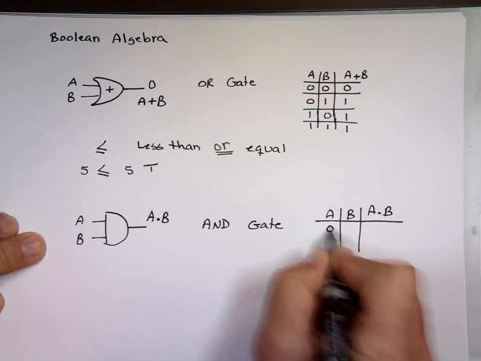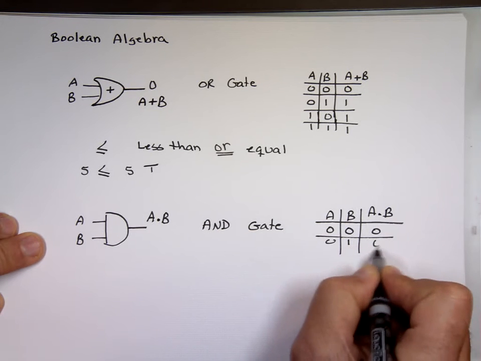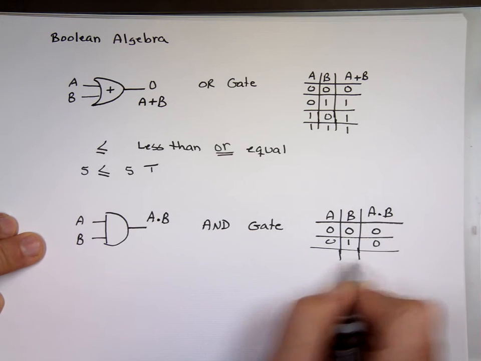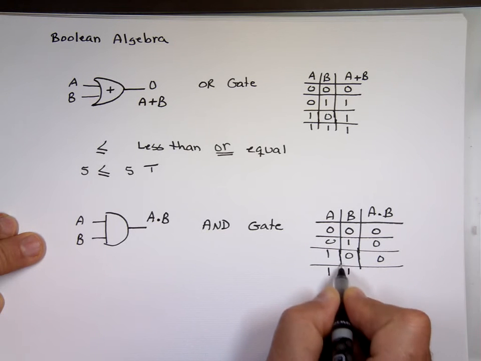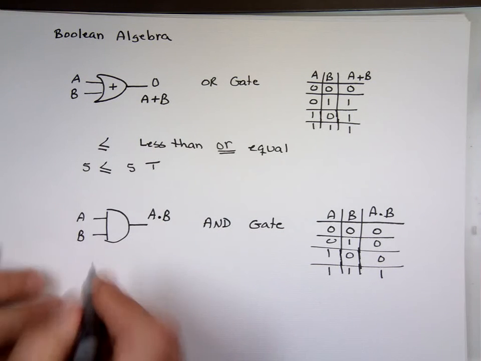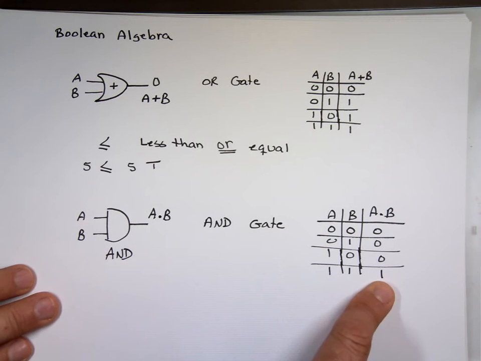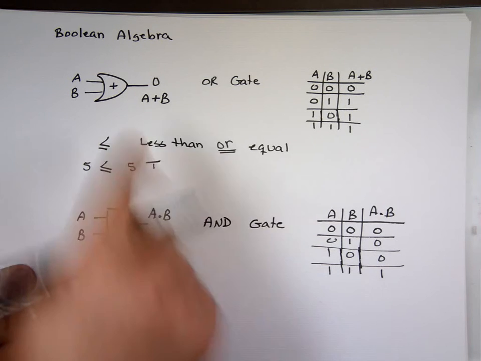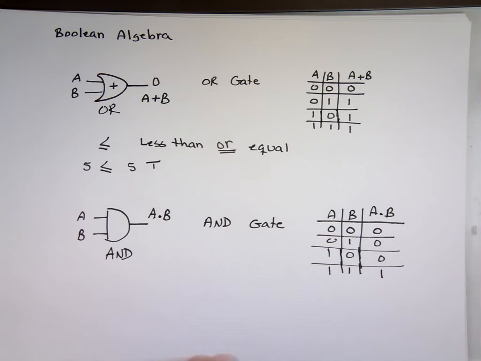So 0 and 0, that's 0. 0, 1, that's 0. 1 and 0, that's 0. And 1 and 1, that's the only time you get a 1. OR and AND. So to get a yes or a true statement, both conditions have to be true. That's the only time. To get a true statement for an OR gate, as long as one of them is true, the output is true.